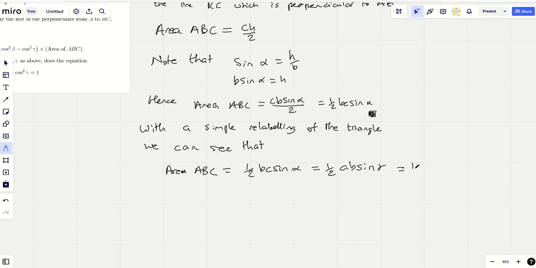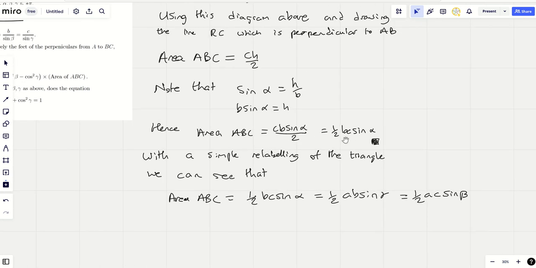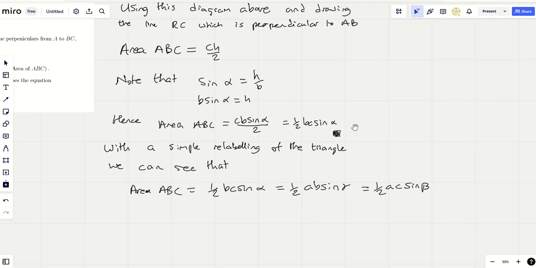which is a half AB sine gamma, which is a half, which one haven't I done yet, AC sine beta, yeah? I hope they would just accept this argument, and the reason why the argument works is because I don't have to put C there. I could have put B there and C over there, and then my A's and B's would switch round, because what really is a half AB sine C or a half BC sine A? What is it really saying?